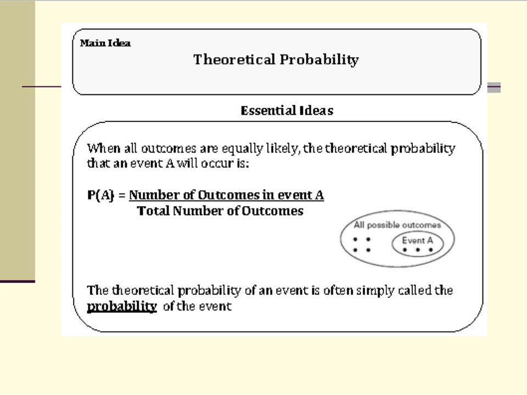Okay, so theoretical probability, when all outcomes are equally likely, the theoretical probability that an event A will occur is P of A. We write it probability of A. It's the number of outcomes in an event A, so how many you want, out of the total number of outcomes. So the theoretical probability of an event is often simply called the probability of an event. So think of this as a probability of how many you want out of how many total are possible.